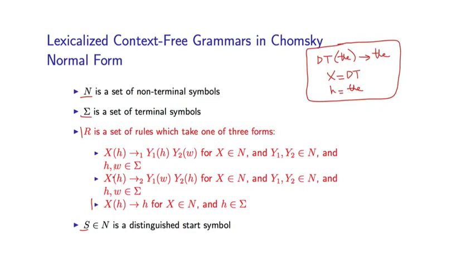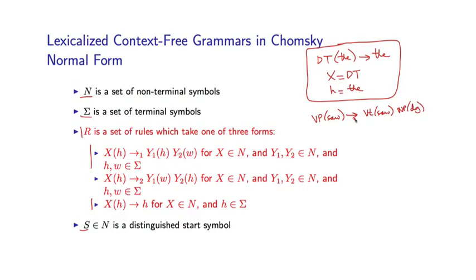Now let's look at these two remaining cases. Let's look at this one first. This says I can take any three non-terminals, x, y1, y2, and any two words, h and w, and I can have a lexicalized rule where x_h rewrites as y1_h, y2_w. Let me give you an example of such a rule. We could, for example, have VP_saw goes to VT_saw, NP_dog.